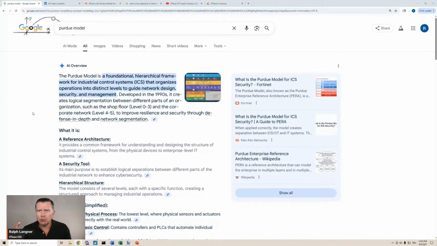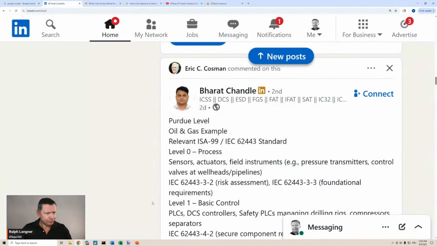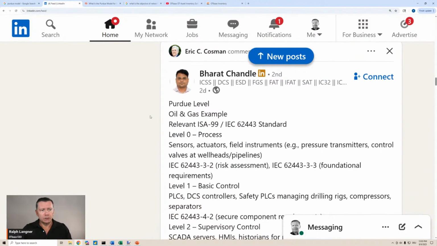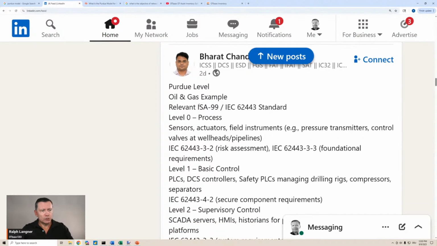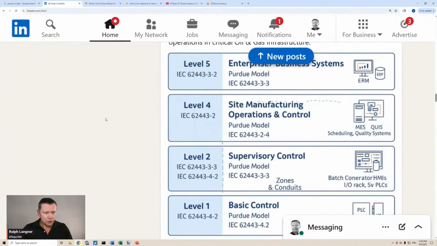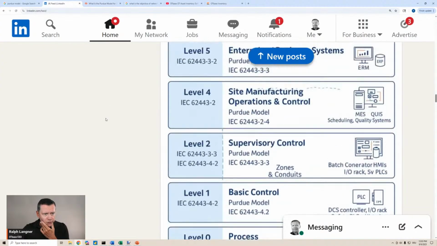But before we go any deeper, I believe one reason why you're also interested in learning about the Purdue model is because the details go all over the place. So just 2 days ago, there was this LinkedIn post by Bharat Chandel. He gives us an oil and gas example for the Purdue model, and this is the diagram that he provides.